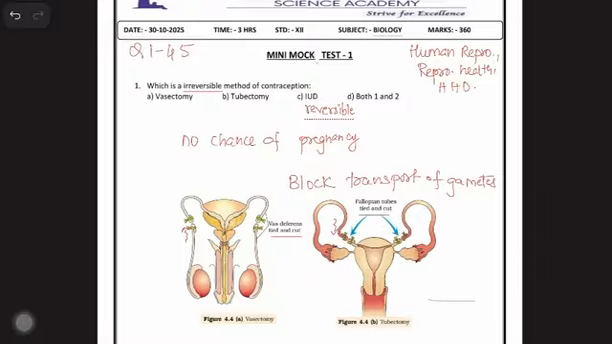So the irreversible methods of contraception are also called the surgical methods or permanent methods, and they are both A and B. So the answer is option D. Going to the next question, children.